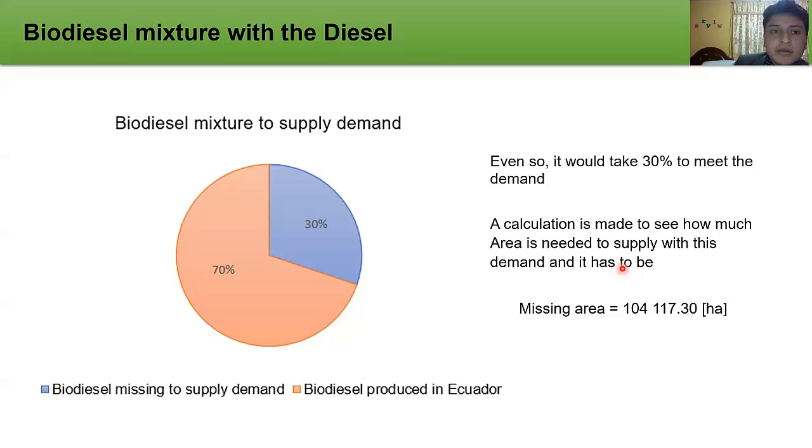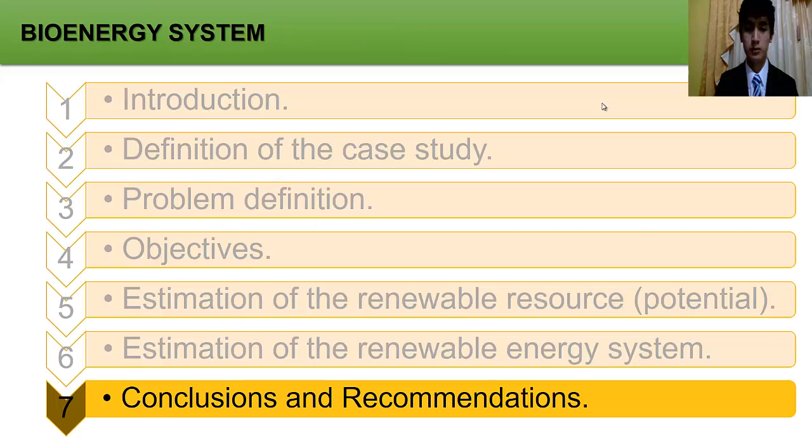This value is smaller than the missing area in the first solution. So in my opinion it is the best solution, because it only needs less sowing area, and from the environmental point of view, it is not a pollutant, there is no need to modify the engine, and it increases the life of the engine, because of the cetane number, and it has greater lubricant power. Thank you for your attention. Finally, the conclusions and recommendations.